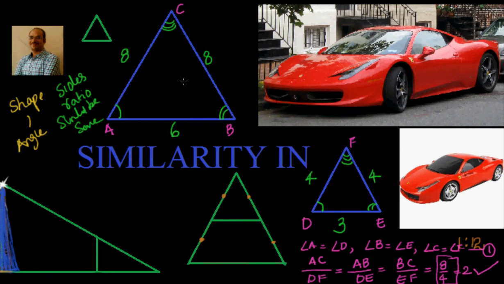Now, you will see that a similar triangle may not look exactly like this. It can be rotated, or flipped, or reflected about a point or an axis. But we should understand that for two triangles to be similar, their corresponding angles should be the same, and the ratio of the sides should be the same, or the sides should be proportional.